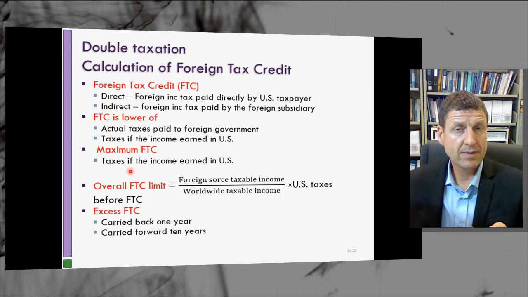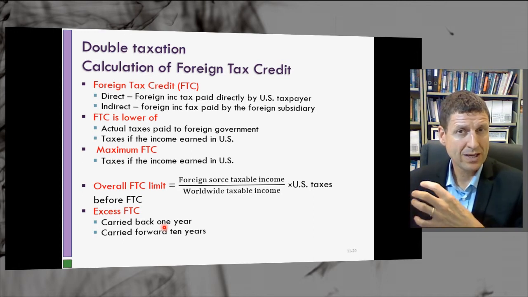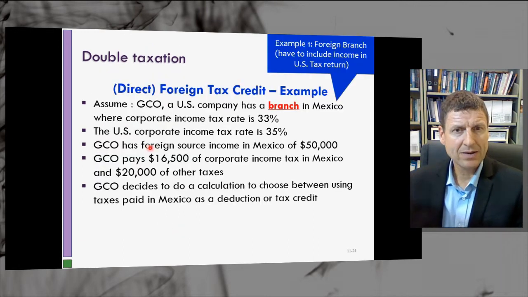So the minimum FTC, the foreign tax credit, is the foreign source taxable income divided by worldwide taxable income, multiplied by US taxes before credit. That's the overall limit, and the excess foreign tax credit can be carried back 1 year, if you don't have enough profits, or it can be carried forward 10 years. That's an important thing, because you may not have profits in every year. That forces you to pay tax that you want to get credit on in your home country, the USA. Okay, double taxation.